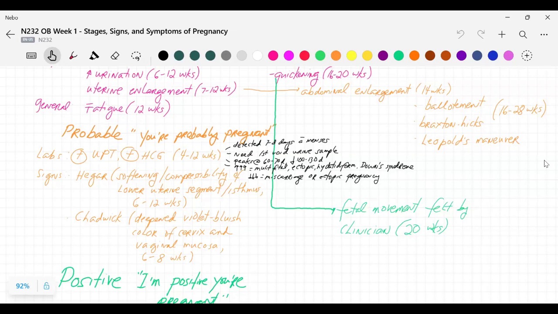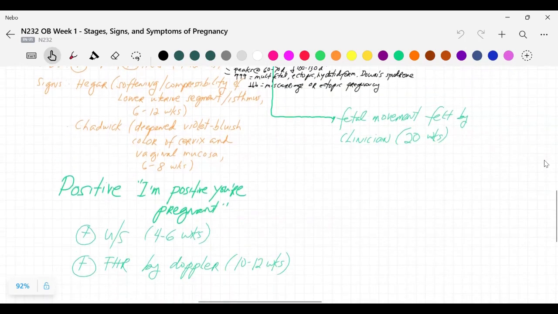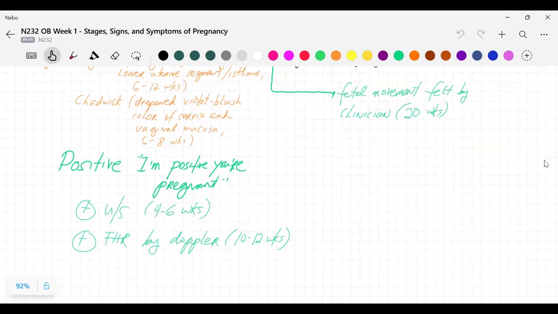Leopold's maneuver is a maneuver that we do to feel the baby's position. So this is again a clinician doing the palpation. Okay, so what this is saying is that when the clinician checks the mom, they will feel ballottement. And when they do a Leopold maneuver, they actually do feel a baby in there. Okay, so that's a probable sign of pregnancy. It's not a positive sign because there's only a few signs of positive pregnancy.